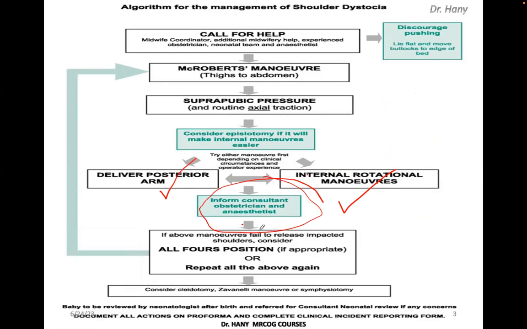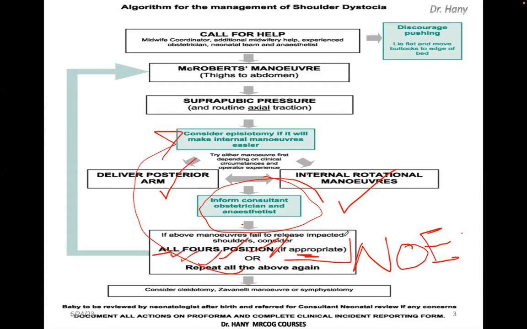Inform consultant, obstetrician, and anesthesia. If all maneuvers fail to release the impacted shoulder, you will put the woman on all fours, if appropriate. Appropriate means there is no epidural. If there is an epidural, the answer will be to repeat again. I will omit this one. That's why he put here, if appropriate.